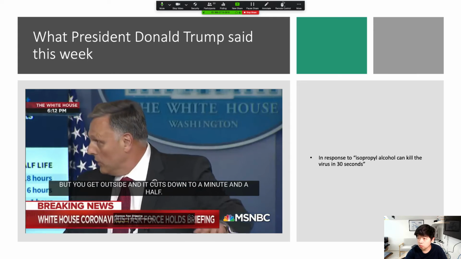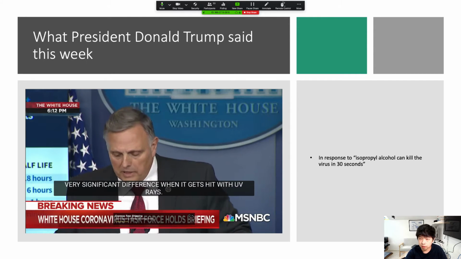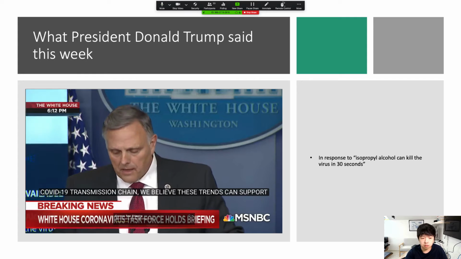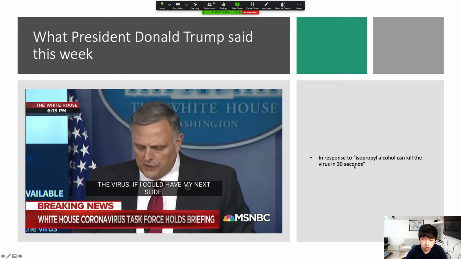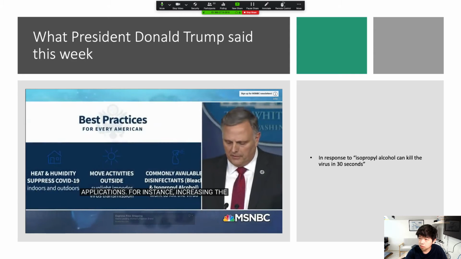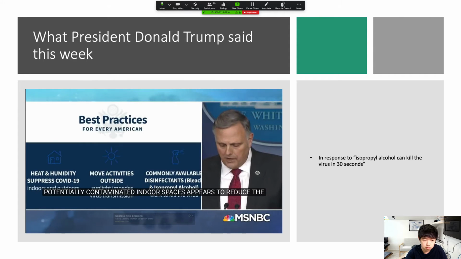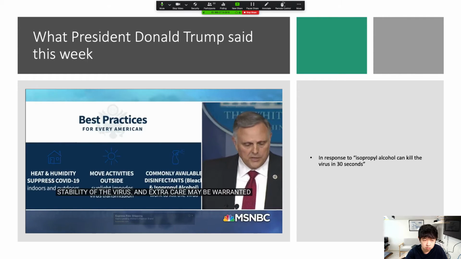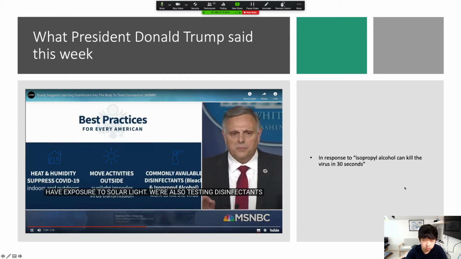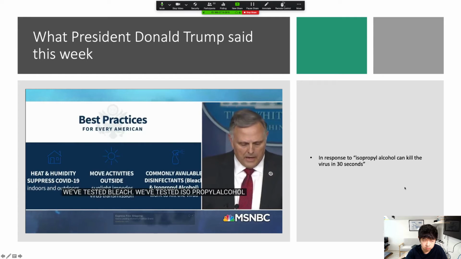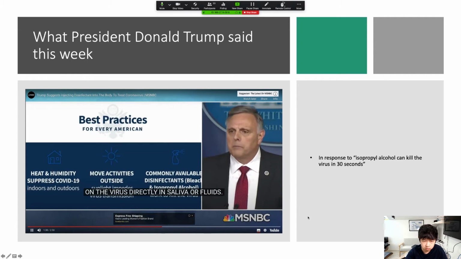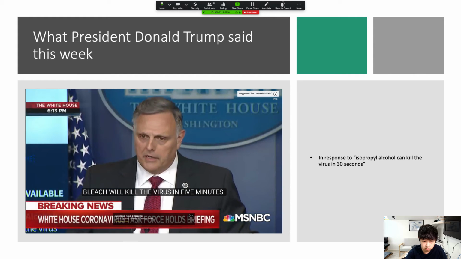Mr. President, while there are many unknown links in the COVID-19 transmission chain, we believe these trends can support practical decision-making to lower the risks associated with the virus. If I could have my next slide, and while that comes up, you'll see a number of practical applications. For example, increasing the temperature and humidity of potentially contaminated indoor spaces appears to reduce the stability of the virus. And extra care may be warranted for dry environments that do not have exposure to solar light. We're also testing disinfectants readily available. We've tested bleach, we've tested isopropyl alcohol on the virus, specifically in saliva or respiratory fluids. I can tell you that bleach will kill the virus in 5 minutes, isopropyl alcohol will kill the virus in 30 seconds, and that's with no manipulation. No rubbing, just spraying it on and leaving it. You rub it and it goes away even faster.